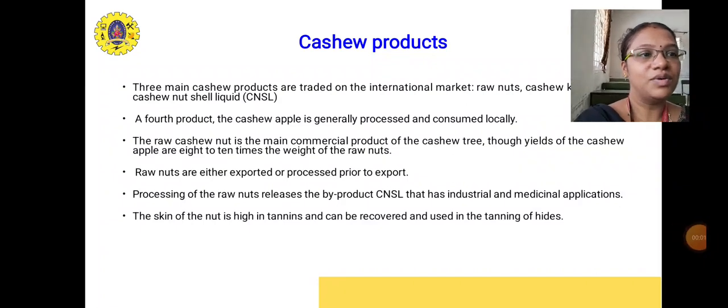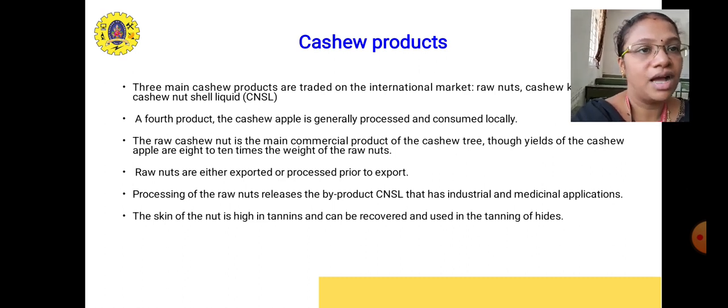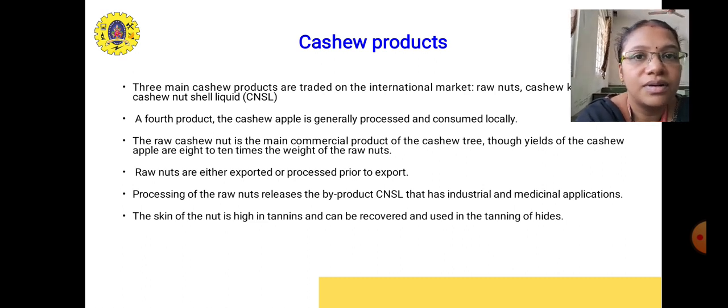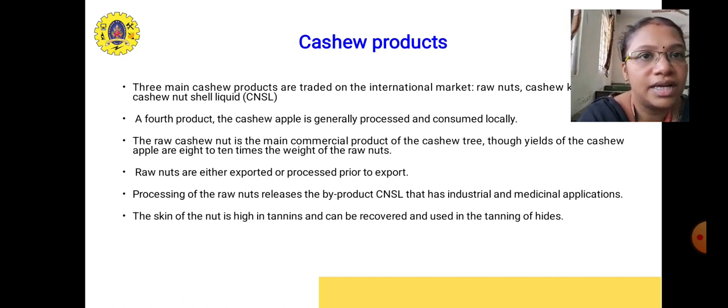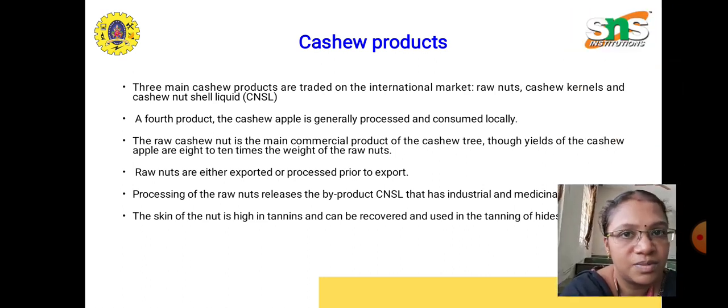Hi all. In the last video we saw the detailed processing of cashew. In this PPT let us see something about the cashew products and how value addition is given to them. There are three main cashew products traded on the international markets.